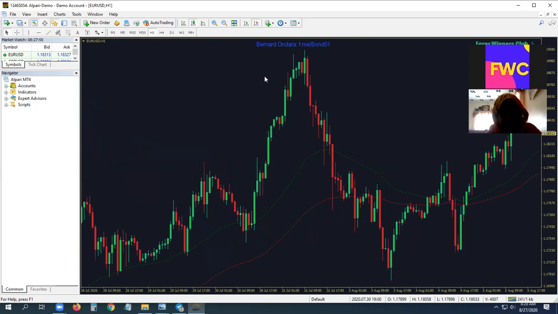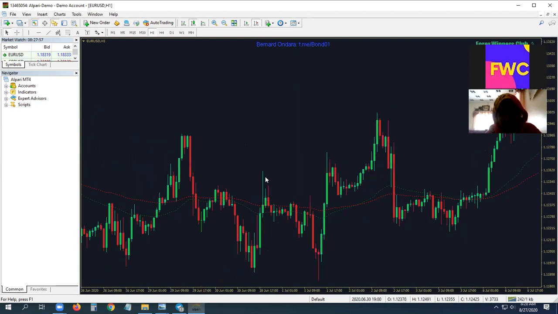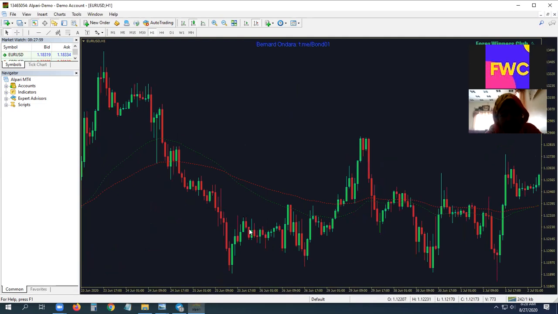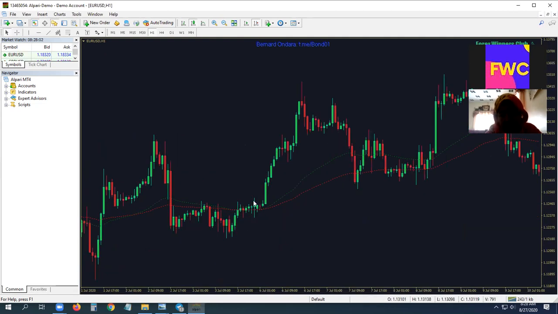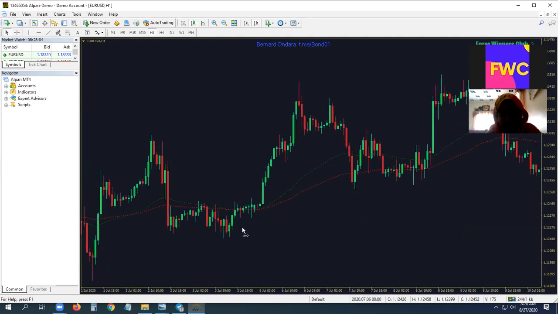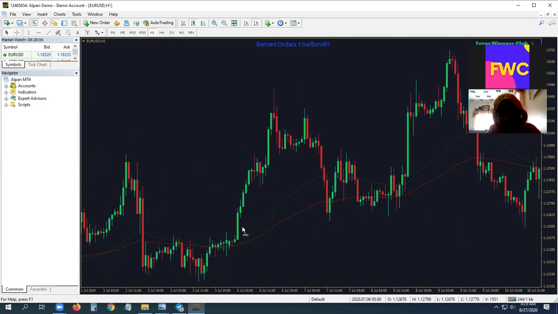Let's go back in the past, somewhere like here. Where does this trend begin from? Somewhere like where they have crossed here. This is where the trend begins from. I want to assume I want to trade this market. Let's say I joined the market when the trend has started from this vertical line.